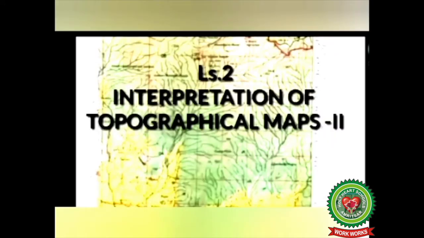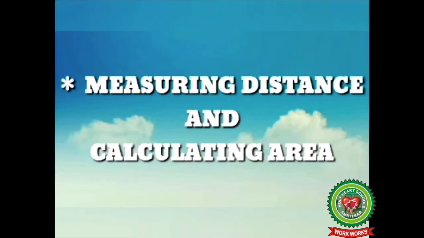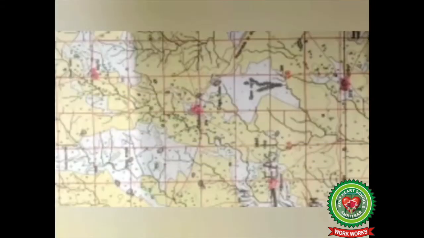The lesson that I am going to continue today is lesson number 2, Interpretation of Topographical Maps part 2. And the topic that I am going to take today is measuring distance and calculating area. Now children, the distance between any two places on a map is called the map distance, and the distance between the same two places on the ground is called the ground distance. We have already studied in the previous part of the chapter related to scale that the ratio between the map distance and the ground distance is called the scale of the map.